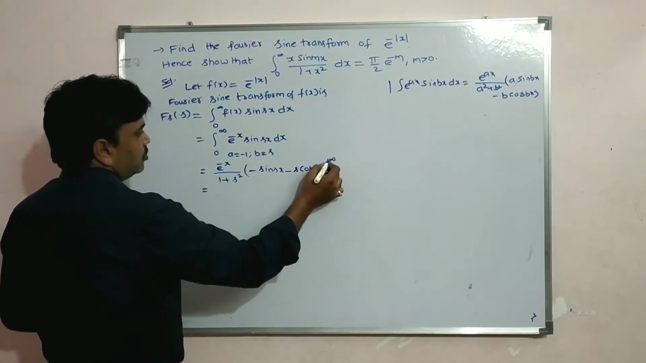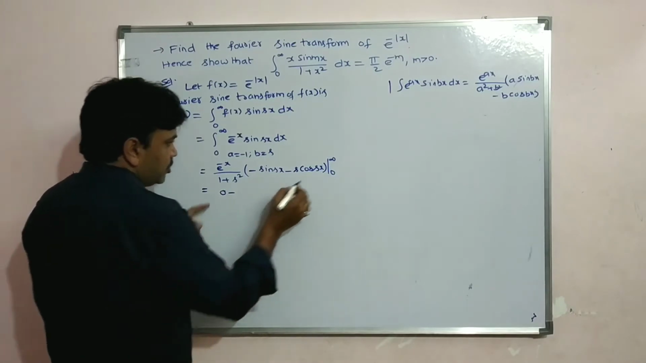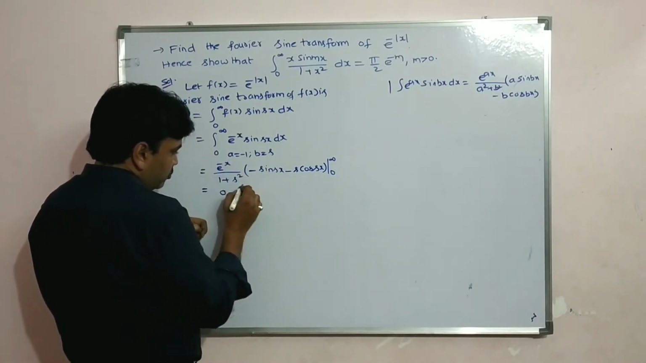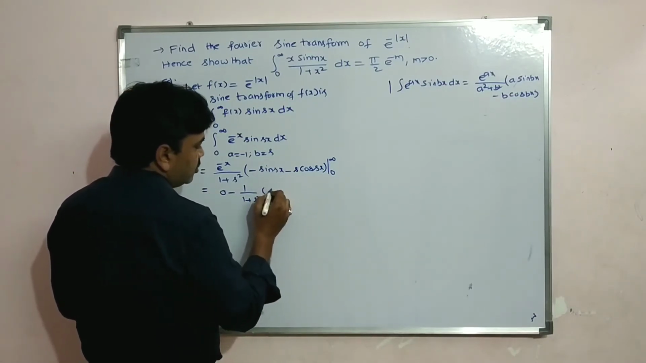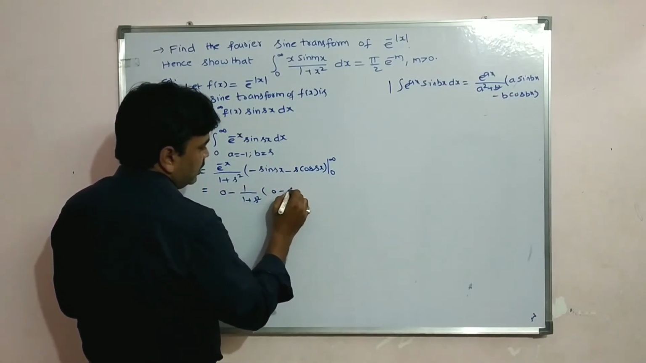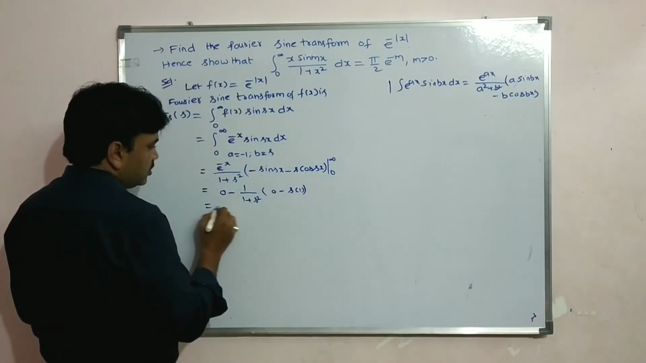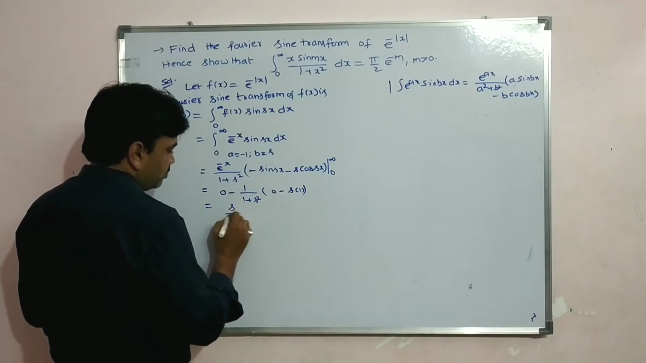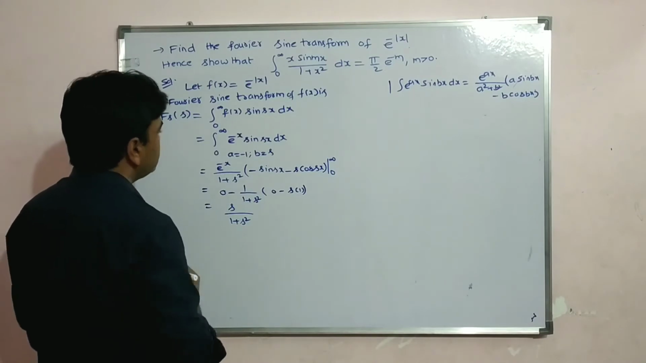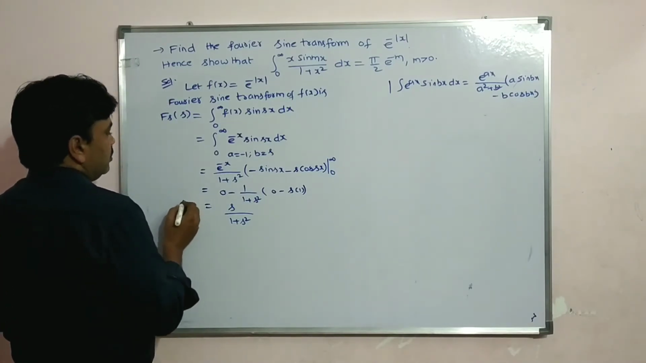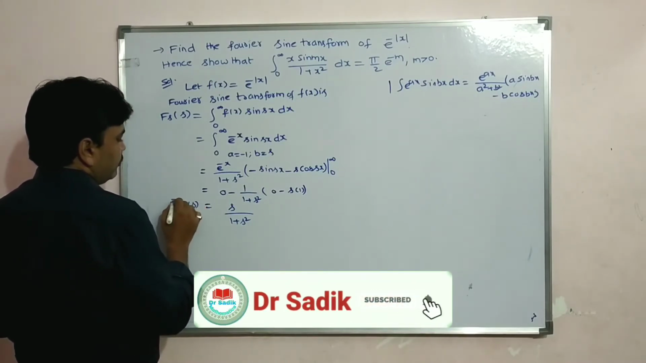Substitute the upper limit: e power minus infinity, so the value is 0. Minus, substitute the lower limit: e power 0 value is 1. So, 1 by 1 plus s square into sin 0, which is 0, minus s into cos 0, whose value is 1. So, that is equal to minus into minus, plus s by 1 plus s square. Now, this is Fs of s.